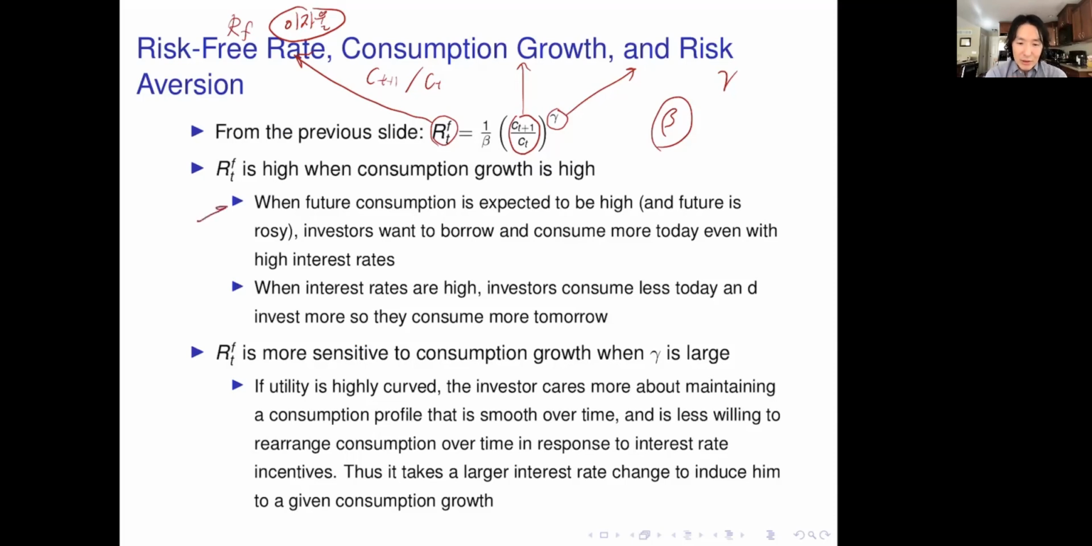That's the first channel that we can consider. The second way we can interpret this equation is the following. When interest rates are high, suppose the left-hand side, RF, is high. Now, what are you going to do? Investors want to consume less today and invest more in the future so that they can consume more. They invest more today so that they can consume more.